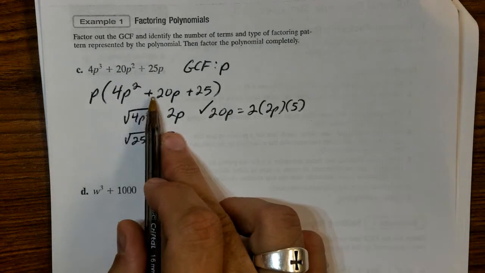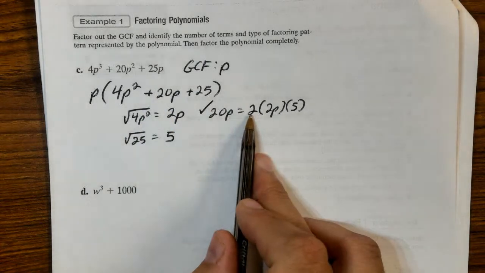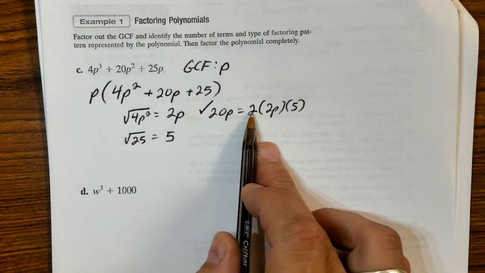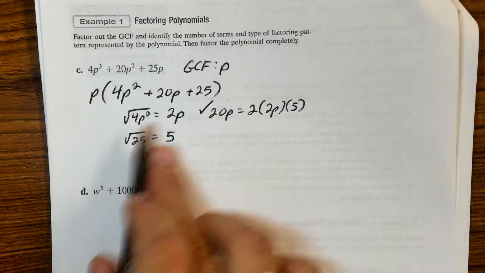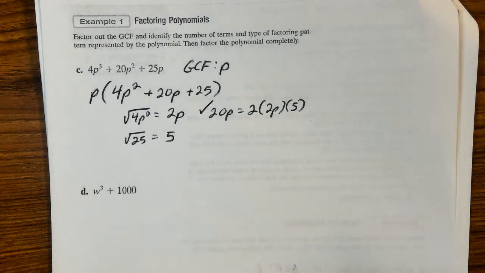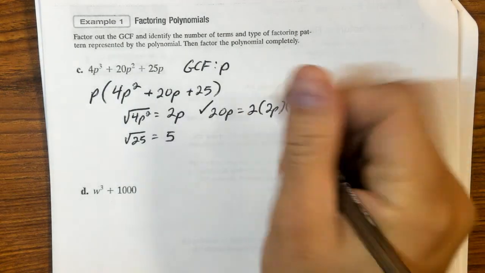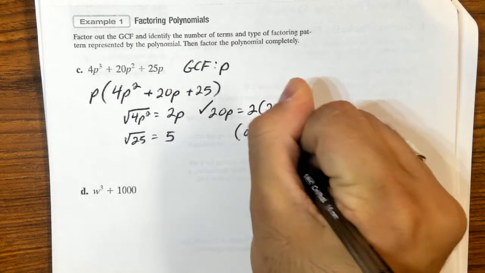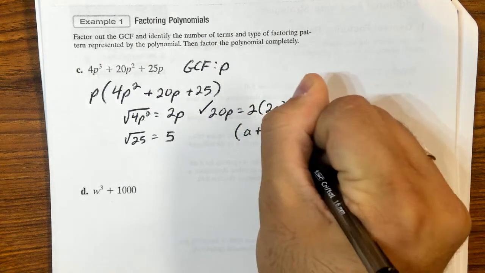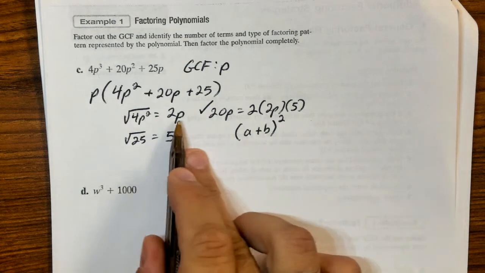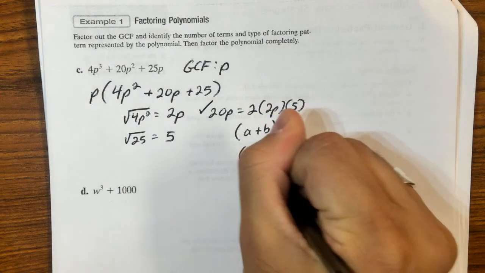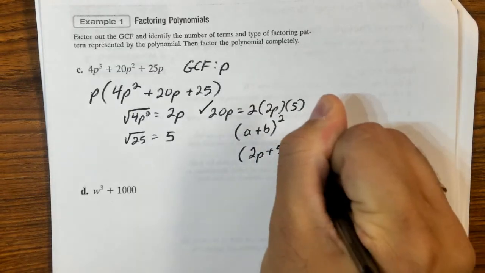Because it's a positive 20p, we're going to test it with plus 2. If this was a minus 20p, then we would test this with a negative 2 as part of the rules for factoring perfect square trinomials. And so now that we know it's a perfect square trinomial, it is going to follow the pattern, and this plus sign is going to help me here. It's going to follow the pattern of a plus b in parentheses squared, where a is the 2p and b is the 5. So I'm just going to write that there, 2p plus 5 in parentheses squared.